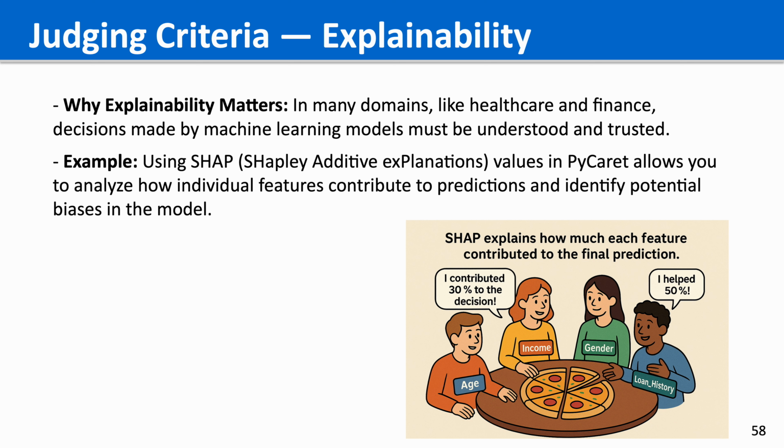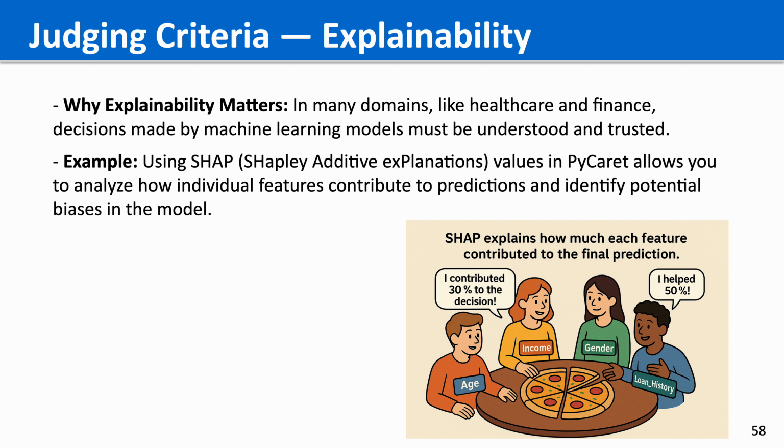Explainability is a crucial aspect of machine learning, especially in sensitive areas like healthcare and finance, where lives or finances may be affected by model decisions. Think of SHAP as a translator. It tells us in plain terms which factors influenced the outcome the most.